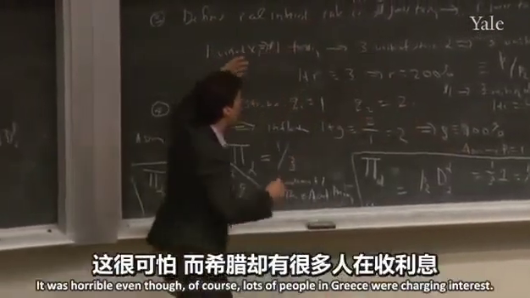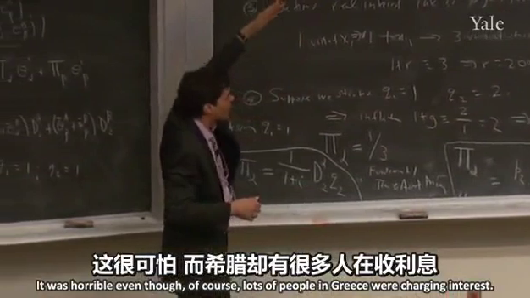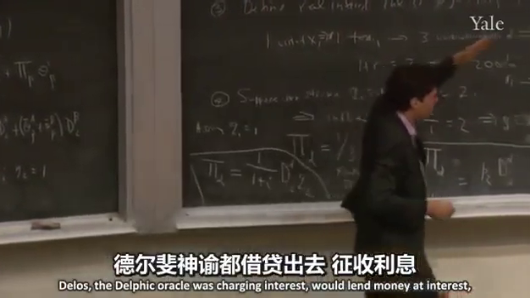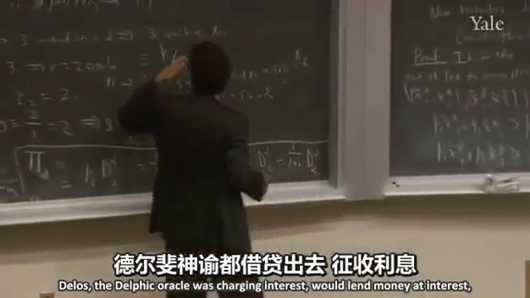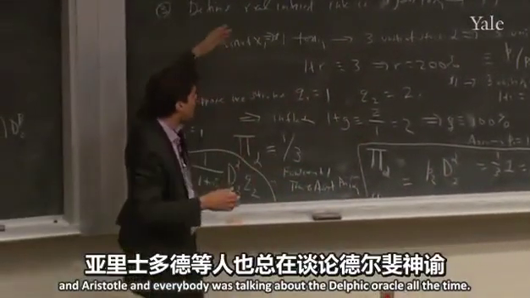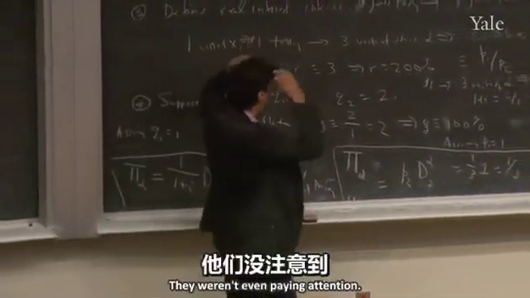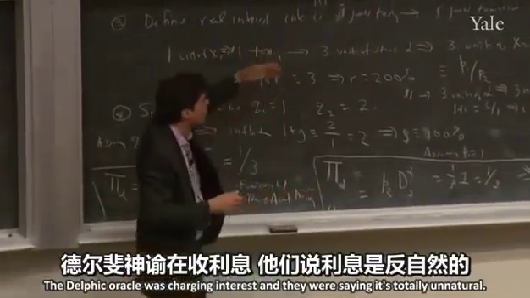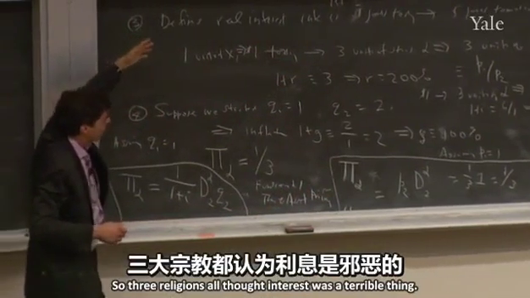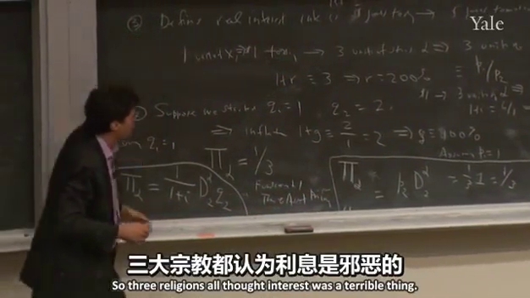It was horrible. Even though of course lots of people in Greece were charging interest, and the Delphic oracle was charging interest, would lend money at interest. And Aristotle and everybody was talking about the Delphic oracle all the time. They weren't even paying attention. The Delphic oracle was charging interest, and they were saying it's totally unnatural. So three religions all thought interest was a terrible thing.